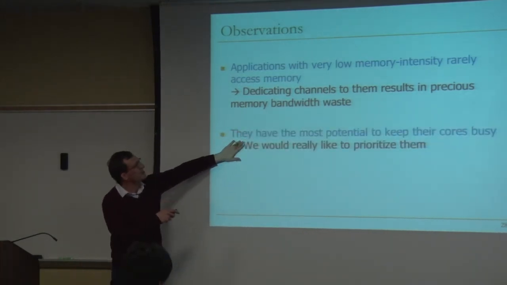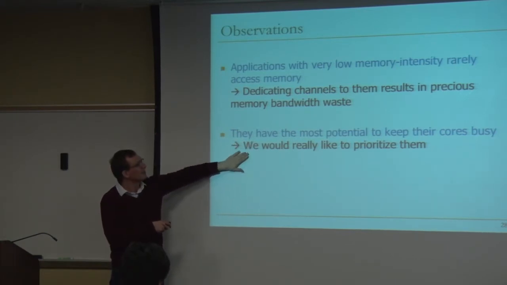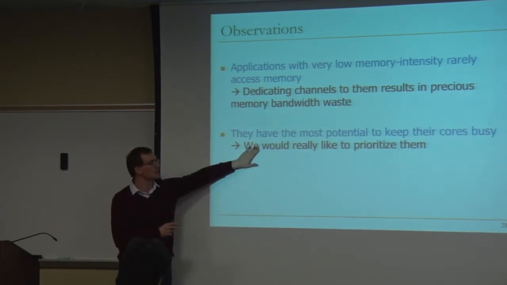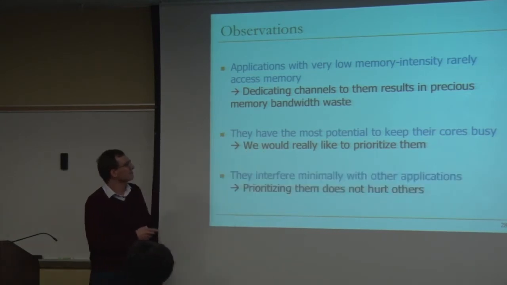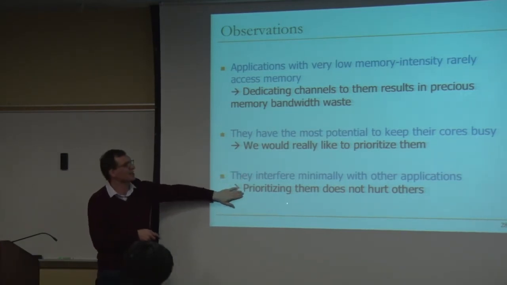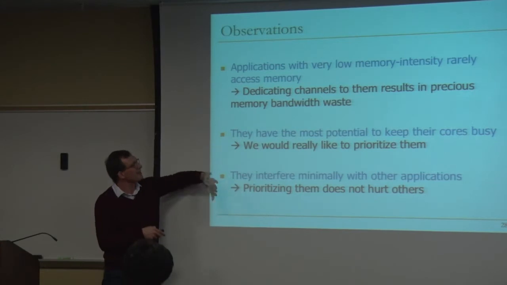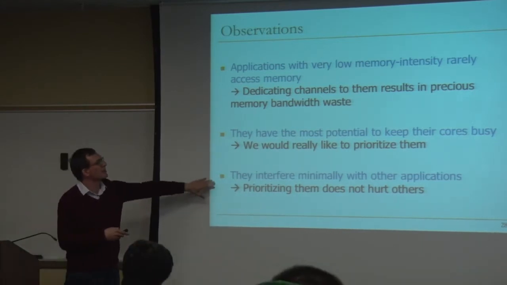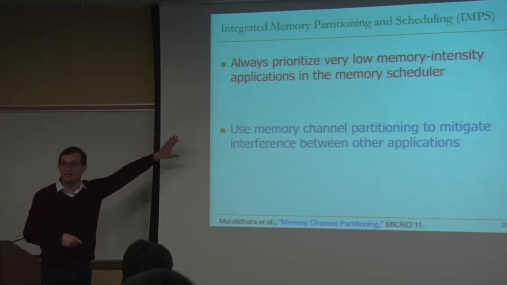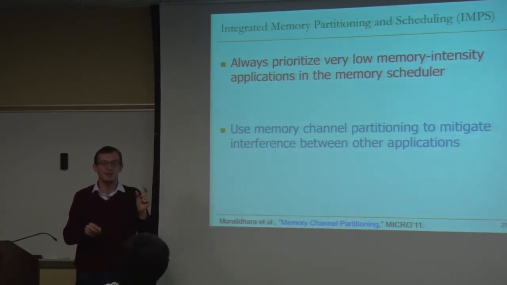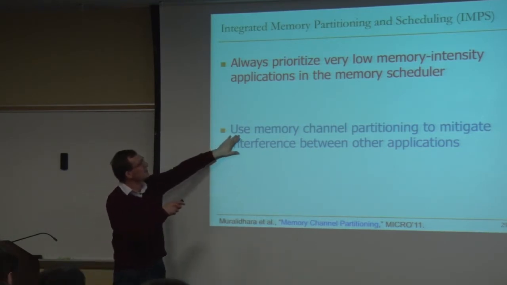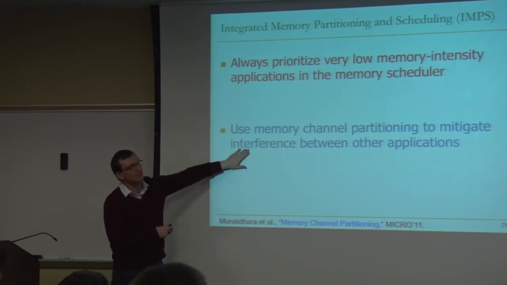And at the same time, these applications have the most potential to keep their cores busy. Why? Because they have few requests, and after their requests are serviced, they can keep their cores busy. So we would really like to prioritize them. And on top of this, they interfere minimally with other applications because they're low memory intensity, right? Prioritizing them doesn't hurt other applications. So a better idea, combining memory scheduling and memory partitioning, is to actually do this. Always prioritize very low memory intensity applications in the memory scheduler. So the memory scheduler figures out those applications that are very low memory intensity and has a bit distinguishing them from all of the other applications and prioritizes them. And use memory channel partitioning to mitigate interference between other applications.